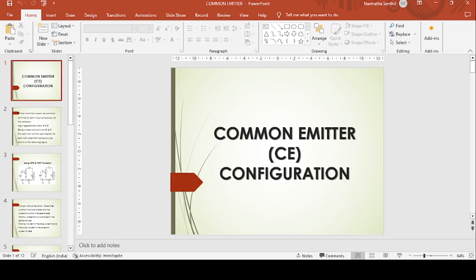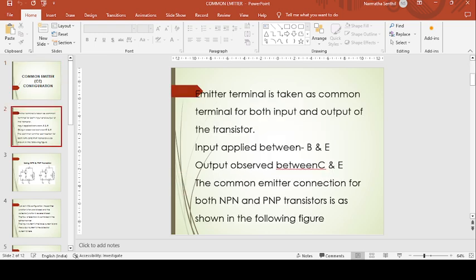Good morning. Today we are going to study about common emitter configuration. In common emitter configuration, the emitter terminal is taken as the common terminal for both input as well as the output of the transistor. Here the input is applied between base and emitter, and the output is taken across collector and emitter.